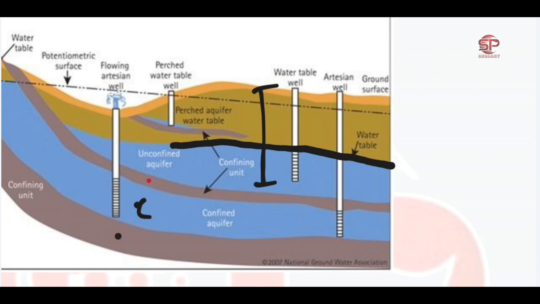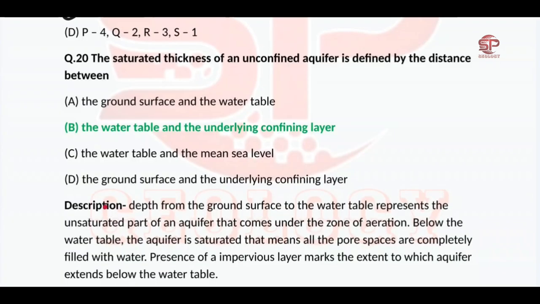The confined aquifers are sandwiched between two impermeable layers. That is the range of unconfined. The saturated part is from the water table to the underlying confined layer. So the answer will be the water table and the underlying confined layer. That will determine the saturated thickness of the unconfined aquifer. Saturated means up to that level, all the pore spaces are completely filled.